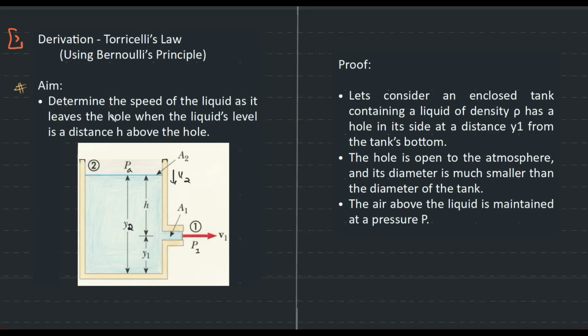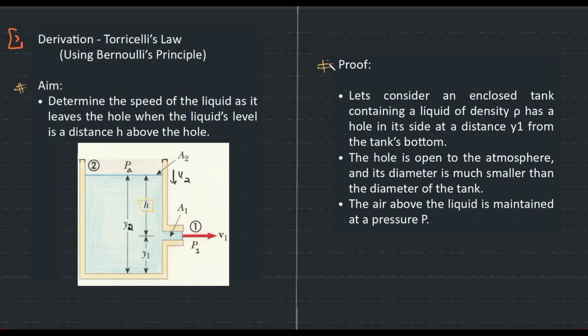So let's derive this T loss expression which we just saw. The aim is to determine the speed of the liquid coming out over here as it leaves the hole when the liquid's level is at a distance h above the hole. So we have the liquid exposed to this amount of water and the height is h.